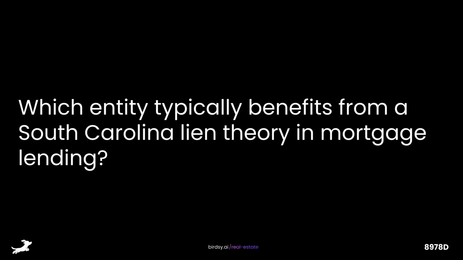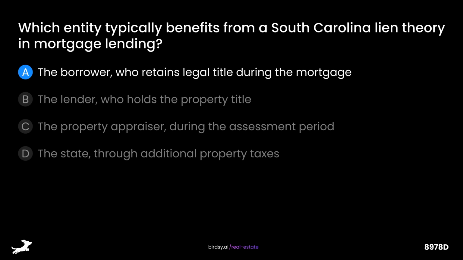Which entity typically benefits from a South Carolina lien theory in mortgage lending? Is it A. The borrower, who retains legal title during the mortgage? B. The lender, who holds the property title? C. The property appraiser during the assessment period? Or D. The state through additional property taxes?